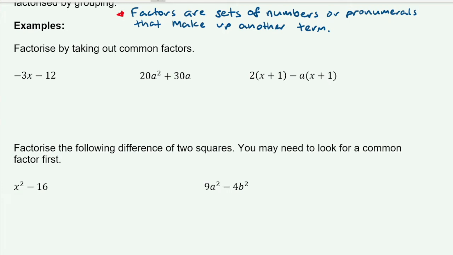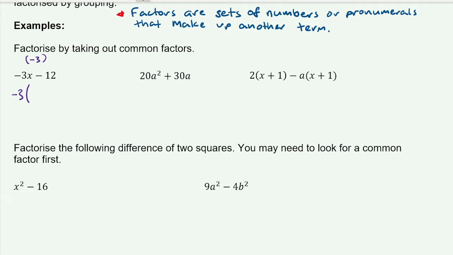So here we have minus 3x minus 12. So our two terms, we've got minus 3x and minus 12. And we need to take out a common factor. Now, this one's actually pretty easy. Minus 3 is pretty obvious because minus 3 goes into minus 3x and it also goes into minus 12. So our common factor here is going to be minus 3. So if I take out that minus 3, I'm going to put it outside of some brackets.